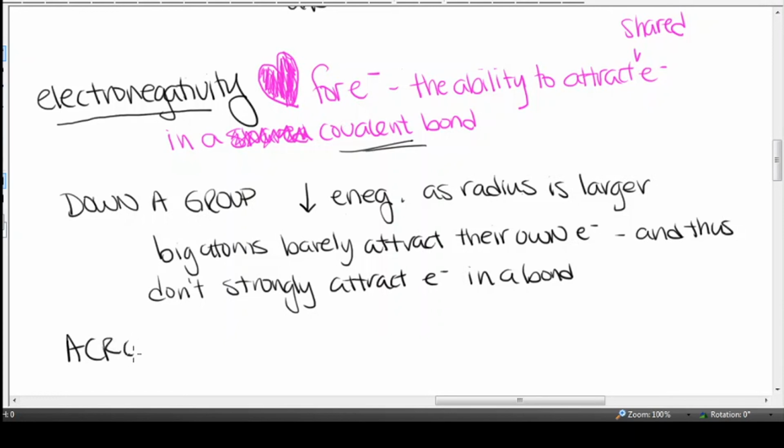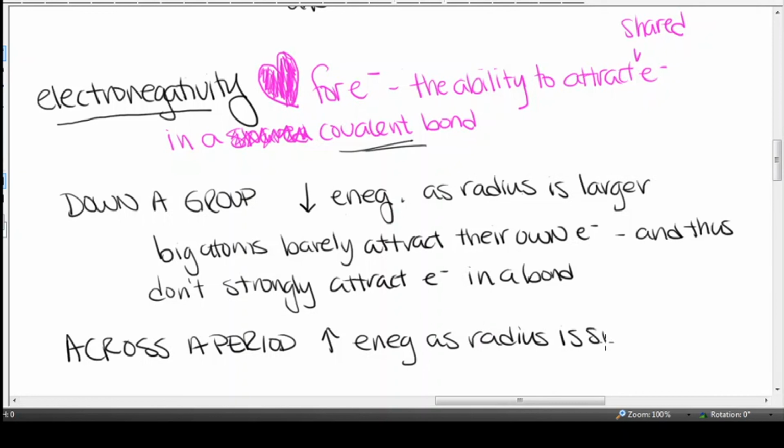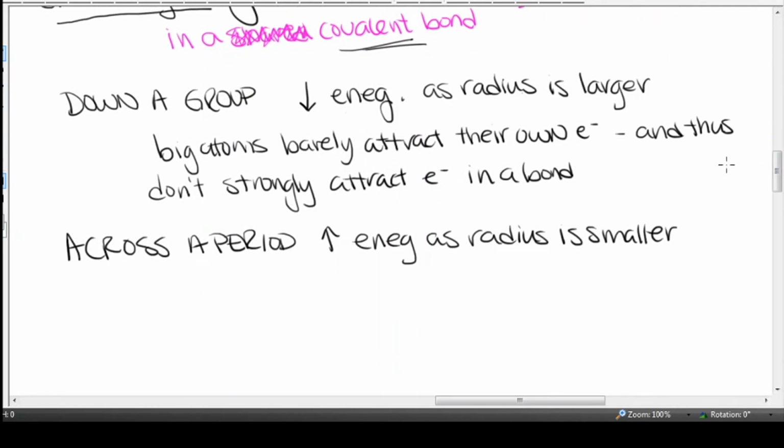And so lastly, oh my gosh, you guys, we made it. Across a period, there is an increase in electronegativity as radius is smaller. Because smaller atoms can snuggle up right next to each other and attract each other's electrons. So smaller atoms have a stronger attraction to electrons.